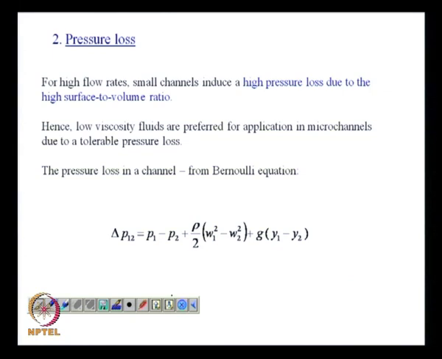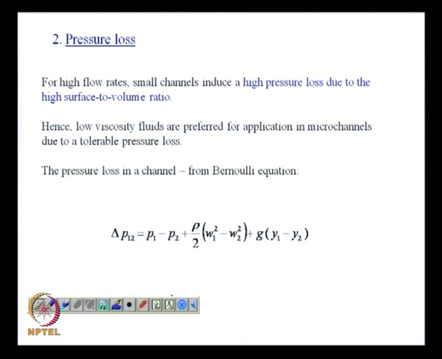In many of the micro scale heat transfer devices, you would see that they use liquefied ammonia, because liquefied ammonia has very low viscosity. So, a common liquid choice for these kind of devices is liquefied ammonia at high pressure.